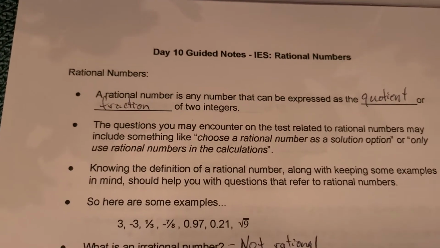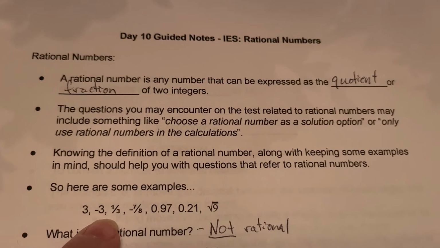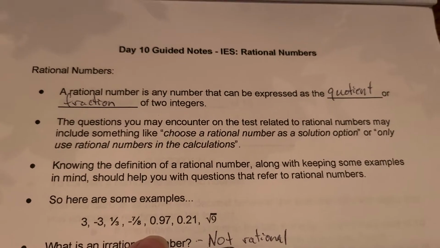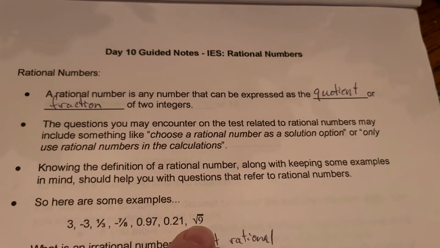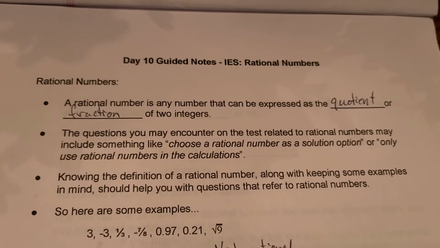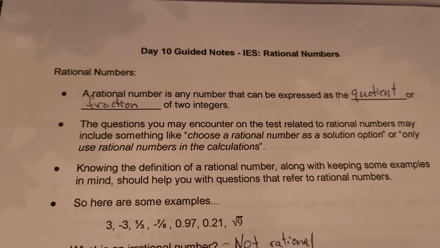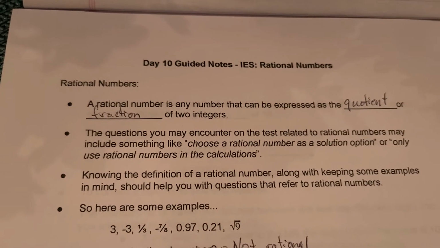So here are some examples. There are things like 3, -3, 1/3, -7/8, 0.97, 0.21, and the square root of 9. Those are all rational numbers. You can also have improper fractions like 12 over 3. That's a rational number as well.